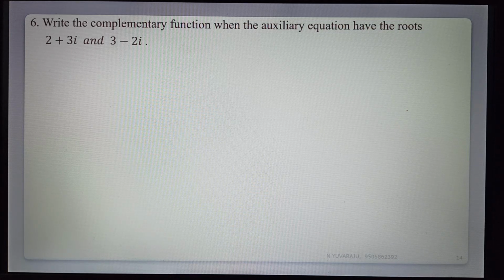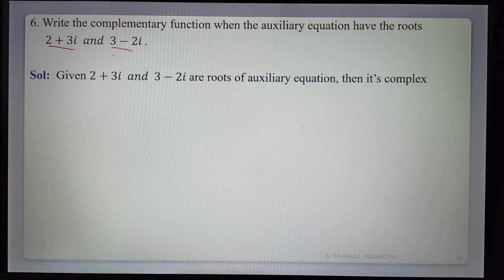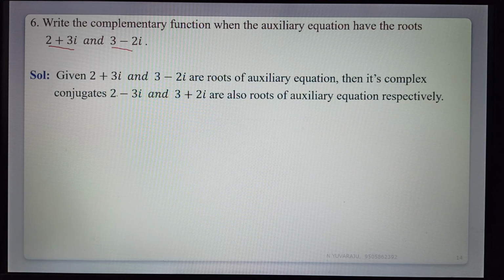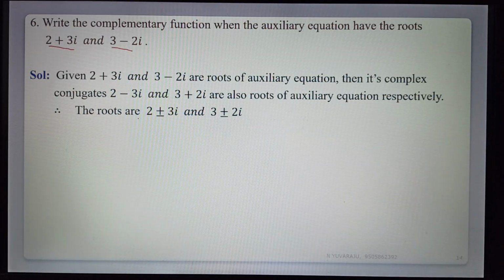Observing the roots here: 2 + 3i is a complex root. Only one root is given, but its complex conjugate is also a root, that is 2 - 3i. Next, 3 - 2i is a root, so its conjugate 3 + 2i is also a root. Here two pairs of complex roots are given: m1, m2, m3, m4. Therefore the required roots are 2 ± 3i and 3 ± 2i. These are complex roots.